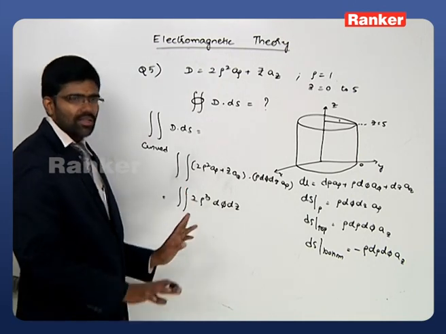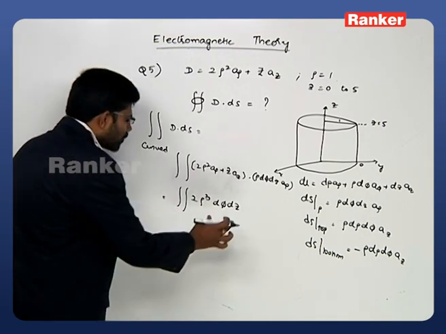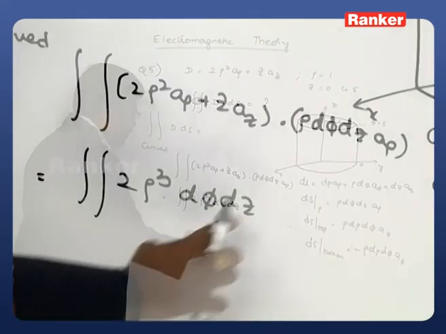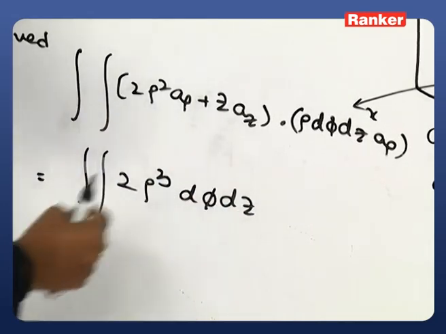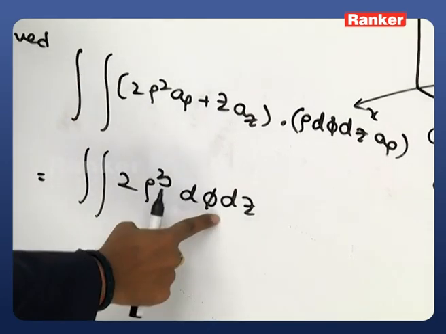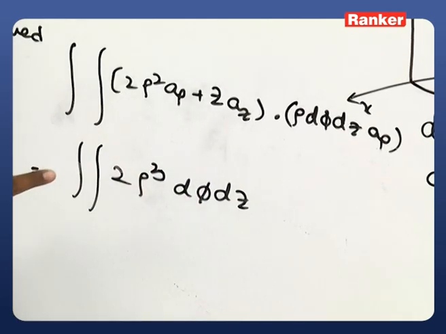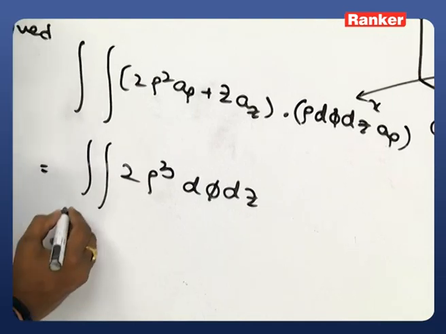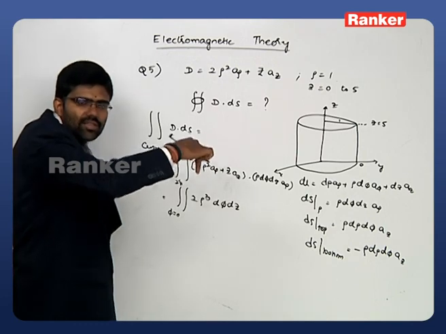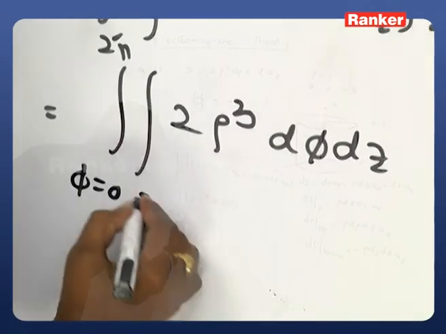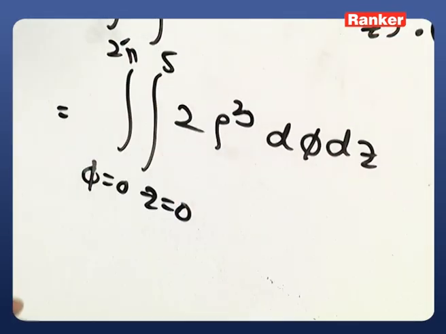Now what we have to do is, don't go for any other calculations or analysis. Just observe the differential quantities here. If we want to simplify this, we need to integrate, and for that a differential quantity must be there. Here the differential quantities are phi and z, so we need to substitute the limits for phi and z. The simplest way is phi from 0 to 2 pi for the entire cylindrical surface, and z from 0 to 5.